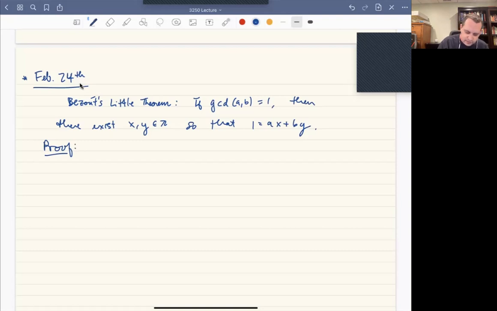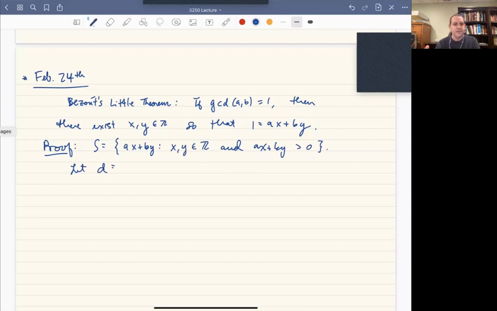The idea is I want to consider the set S, and S is going to be the set of integers of the form ax plus by, where x and y are integers, and ax plus by is positive. So this is the set of all positive linear combinations of a and b. This is a subset of the positive integers, and therefore by the well-ordering axiom, it has to have a smallest element. I'll call that element D. So let D be the minimum value of S. What I want to do is show you that D divides a and D divides b. Our goal is to show that D divides a and D divides b.